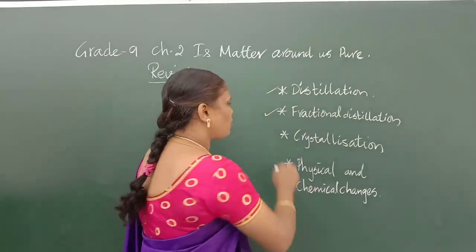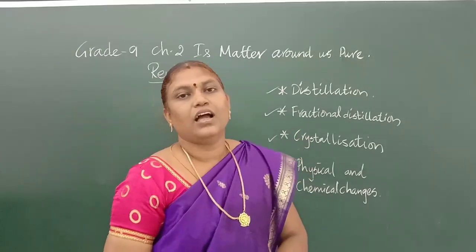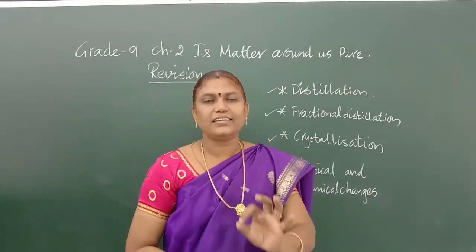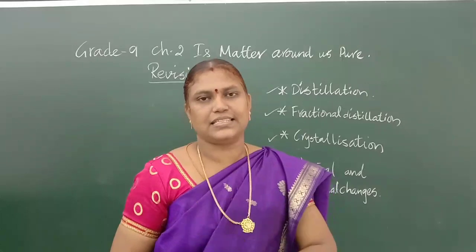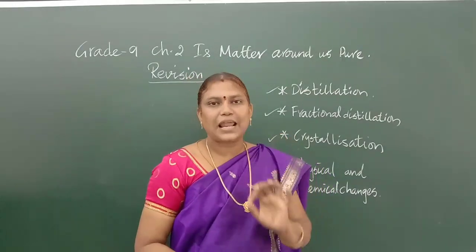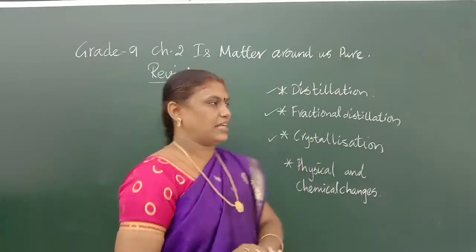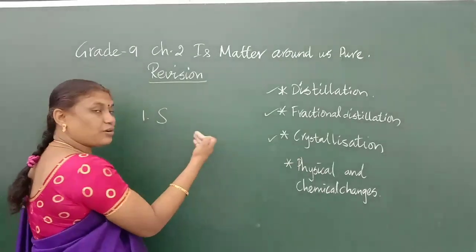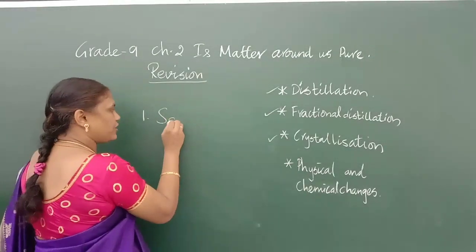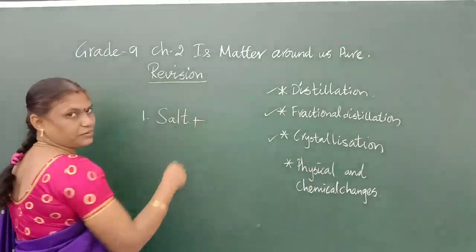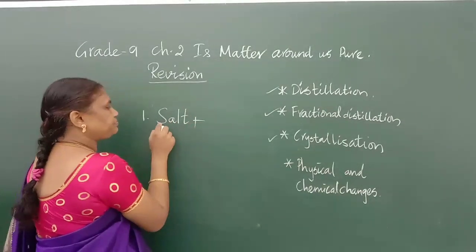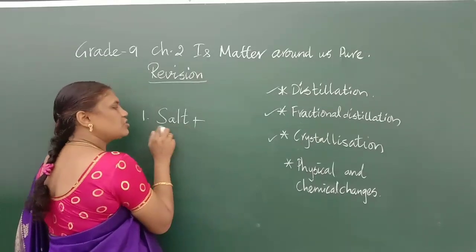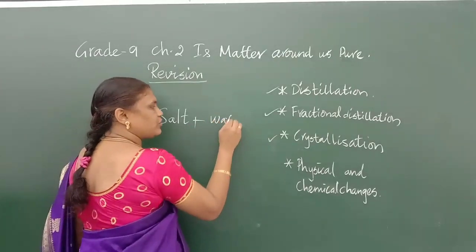Then, what is crystallization? Crystallization gives you pure solid crystals. The pure form of a solid can be obtained by crystallization. First, you have to take a substance which undergoes crystallization, for example copper sulfate, sodium chloride, all these things. This salt should be added to water.